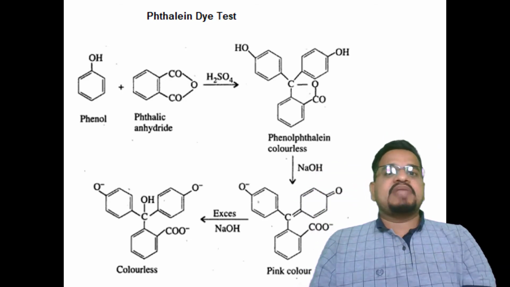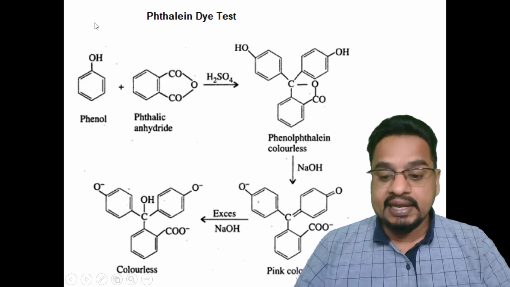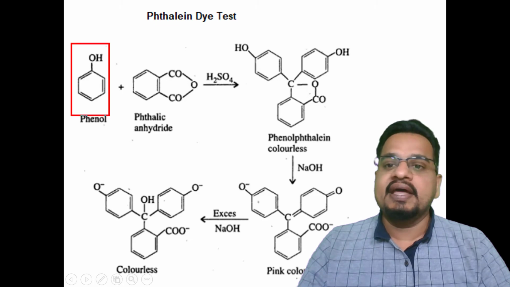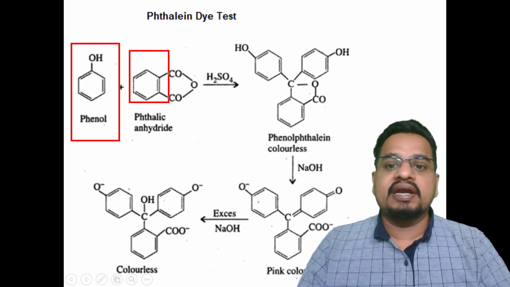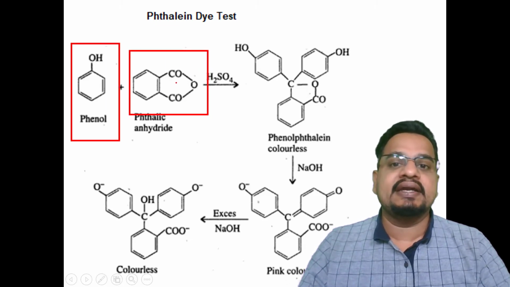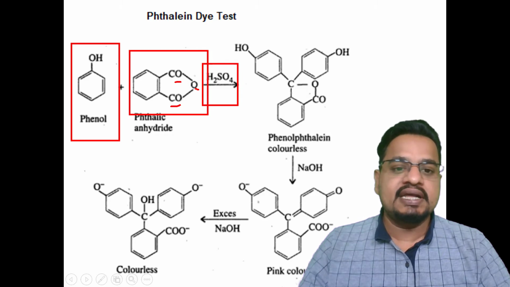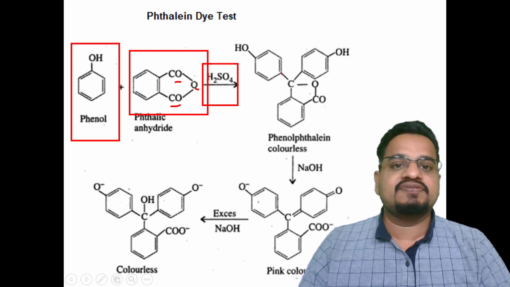The next test is the Thalaline dye test. Again, it's a very simple test. First, understand the reaction behind it. Phenol is going to react with phthalic anhydride. Understand? In the presence of sulfuric acid, phenolphthalein is formed.